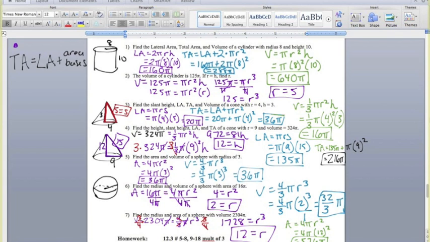Your homework is the problems both from section 3 and from section 4 for tonight.